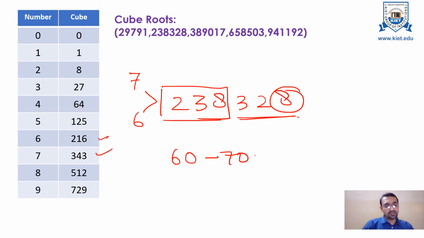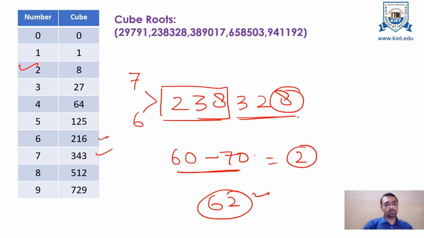Now observe the unit digit 8. How will you get 8? You can get 8 from the cube of 2. So the unit digit must be 2, and the number must lie between 60 and 70. So your answer must be 62.